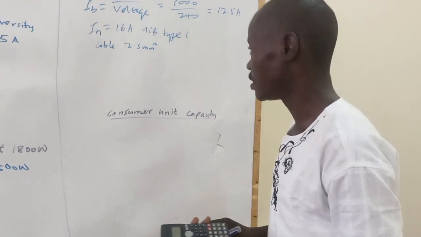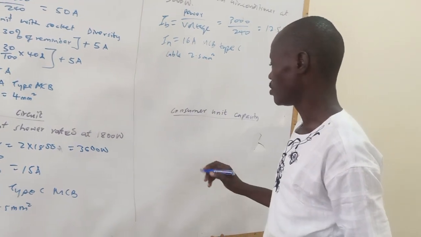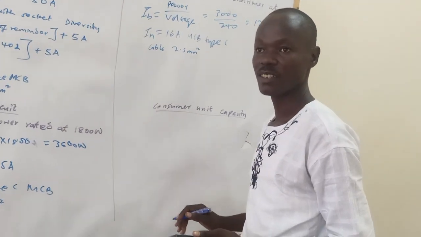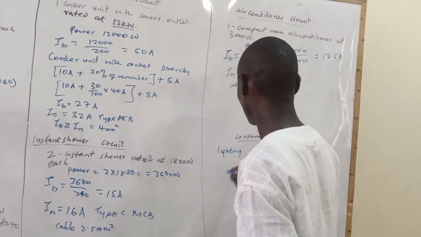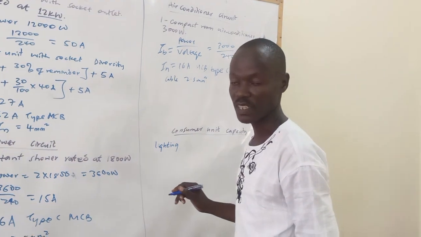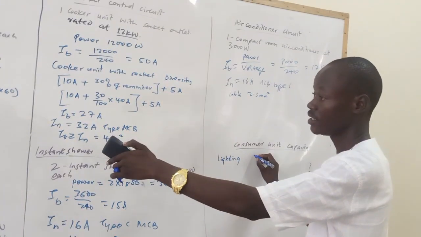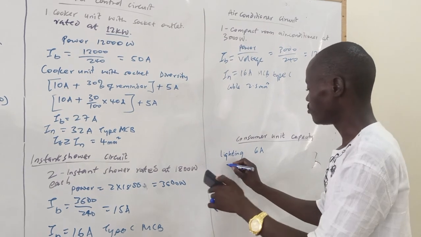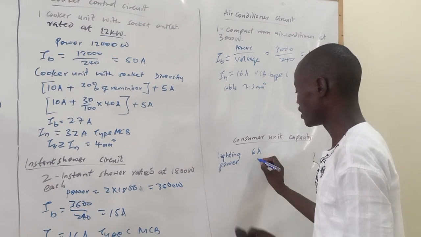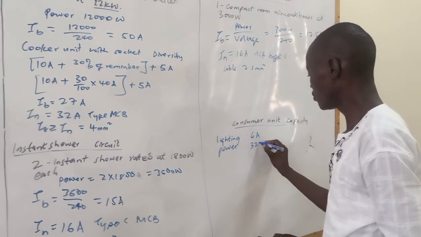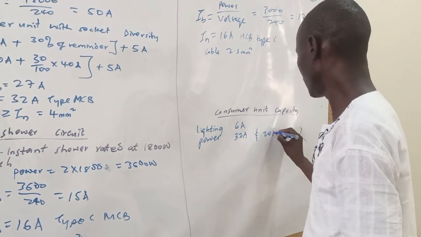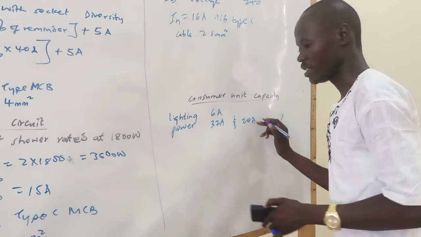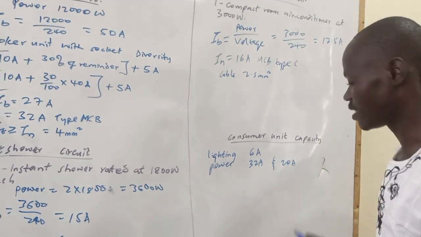So the consumer unit, this is how you proceed with consumer unit. First, you need to know how many circuits are there. So in this case, we have a circuit for lighting. And lighting circuit, we understand the consumer control unit, the CCU, houses circuit breakers. So the lighting circuit would have 6 amp circuit breaker. We have power circuit, which has 2 circuit breakers. We have 32 for the ring, and we have 20 for the radial, which is the socket outlet in the kitchen, the 20.